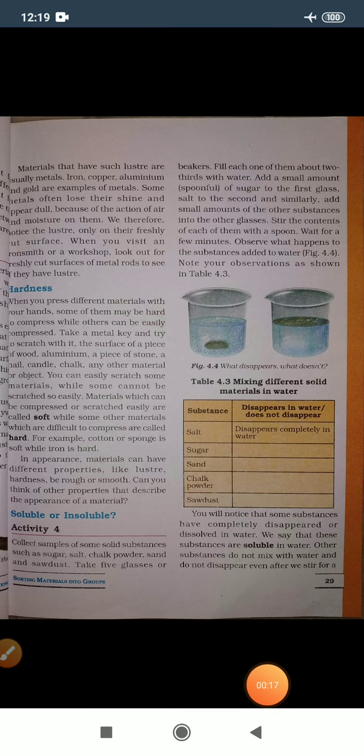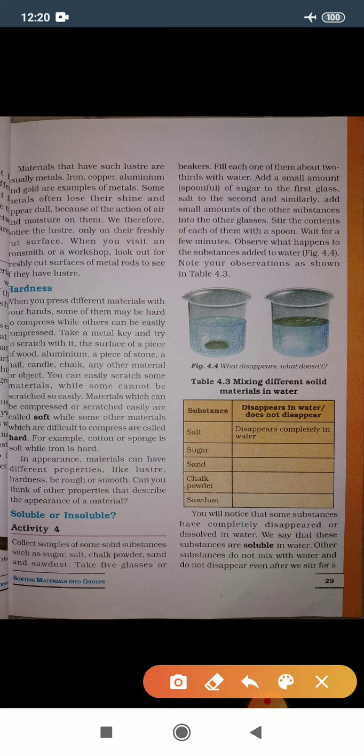In the last part, we had seen properties of materials, in that number 1 appearance and number 2 hardness. Today, we are going to learn the soluble or insoluble properties of material. So let's start.